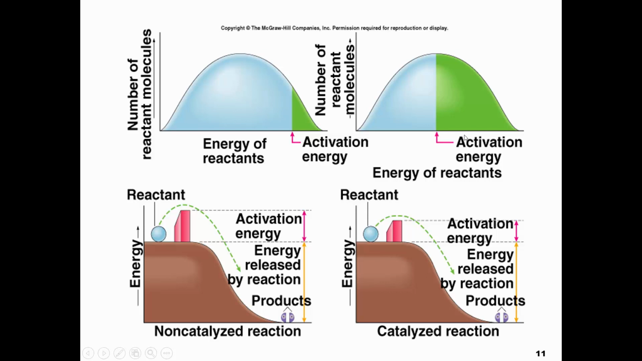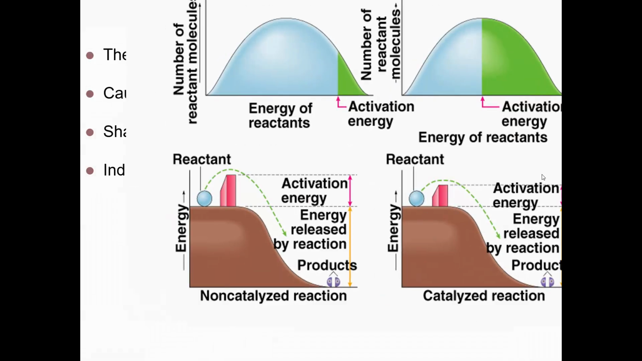And so this means that a much higher percentage of the molecules that are present can now participate in the enzymatic reaction. So enzymes allow reactions to occur, and this is a key term, by lowering the activation energy. They lower the activation energy by providing a little microenvironment within the active site that allows the reaction to take place.